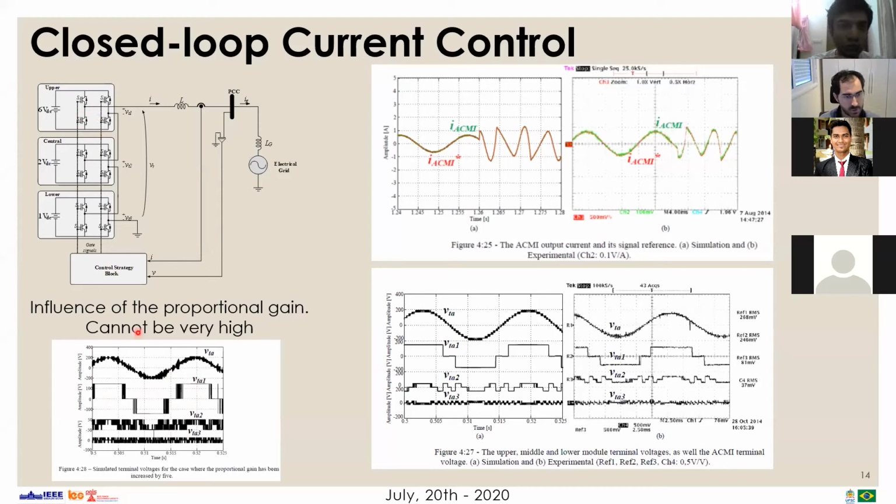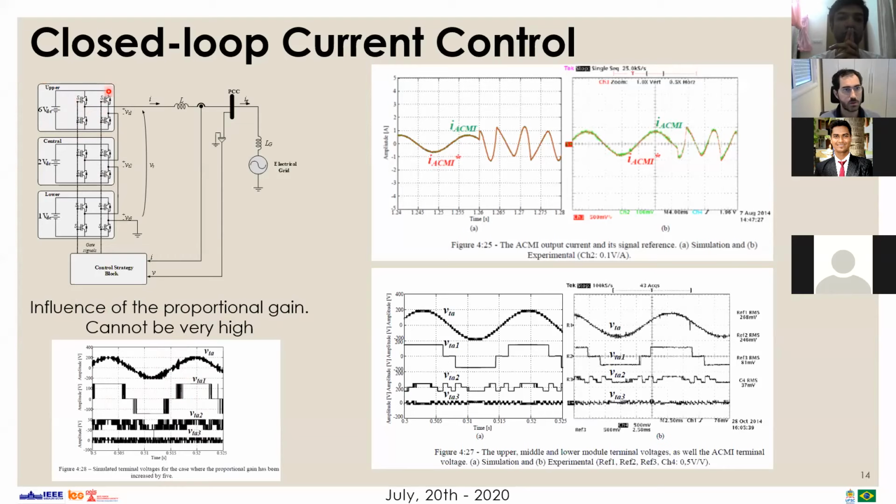If I increase the proportional gain too much, I can observe a lot of commutations, as commonly found in PWM, but this must be avoided. This is very interesting to take into account when designing a current controller for this operation. It cannot be so high because you may get a lot of commutations at the upper module, okay? And this will make the topology unfeasible.